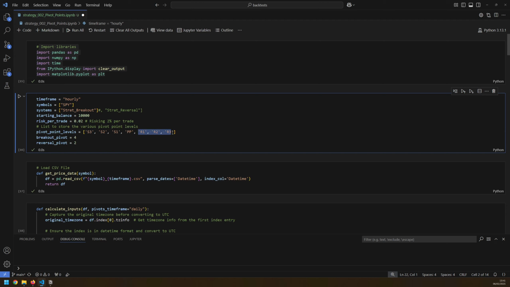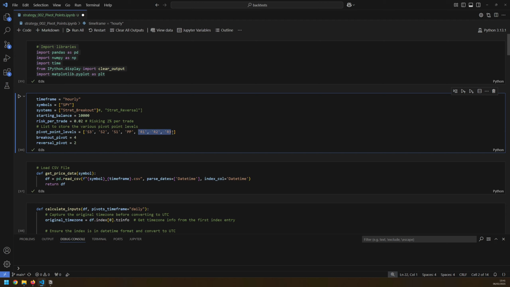I then have a function to load in my data from a CSV file. If you want to test this on something other than SPY, then you can just load in your own data and update the file names. I then calculate the inputs for my strategy. So this is where I actually work out all of those pivot points, the different R and S levels. And then using that, I can generate my signals.